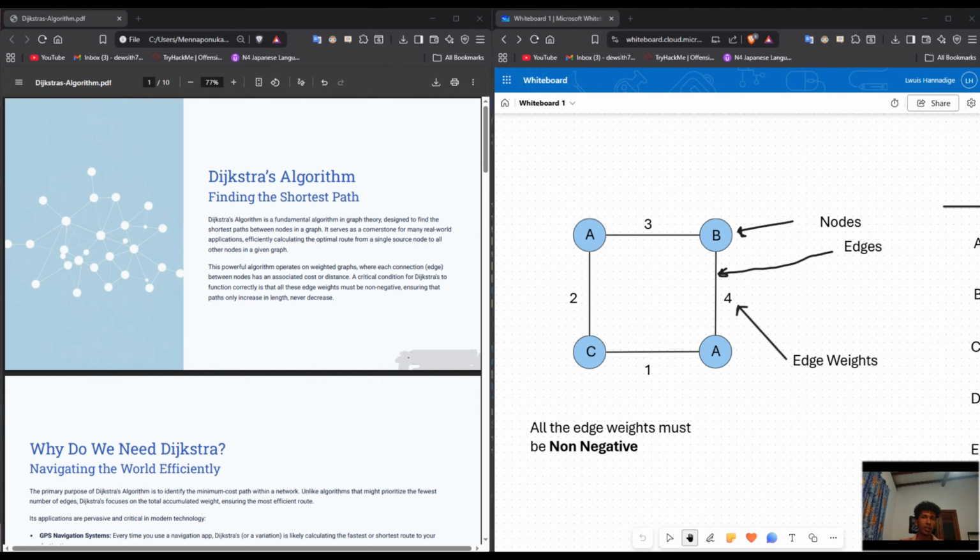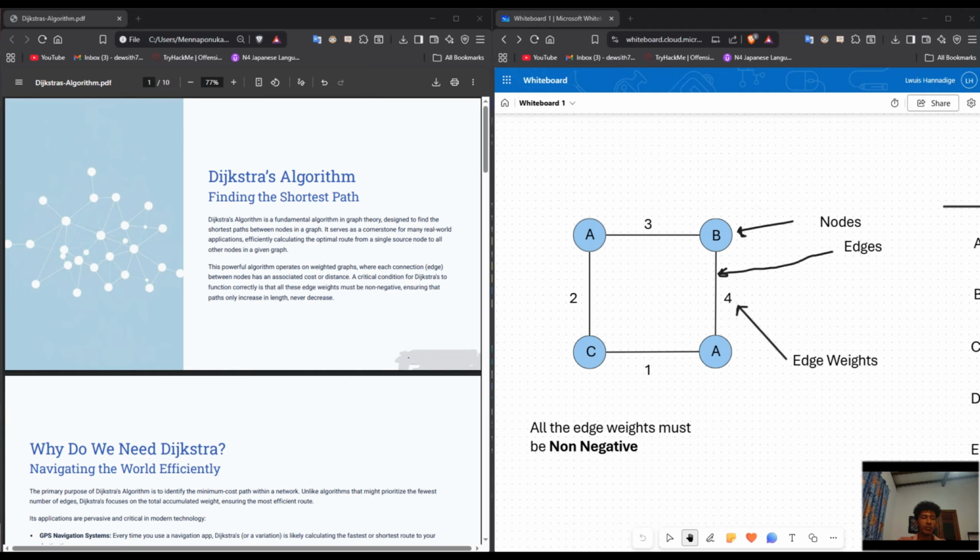Think about Google Maps finding the fastest route, or internet routers determining the most efficient path for data packets. Dijkstra's algorithm is often at work behind the scenes. Imagine you are trying to get from your home to your workplace. You have multiple routes available. Some are shorter but have traffic lights, and others are longer but have highways. Dijkstra's algorithm helps us find the optimal path considering all these factors.